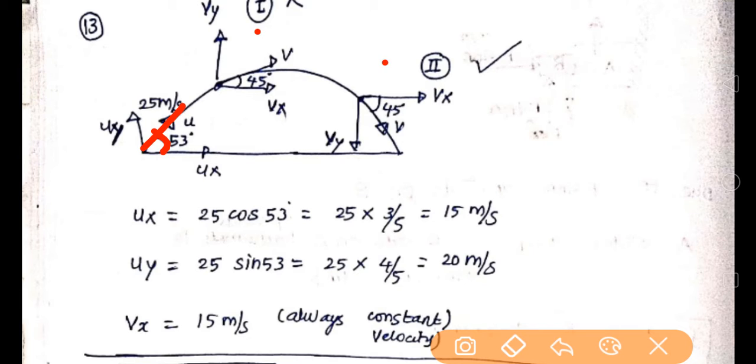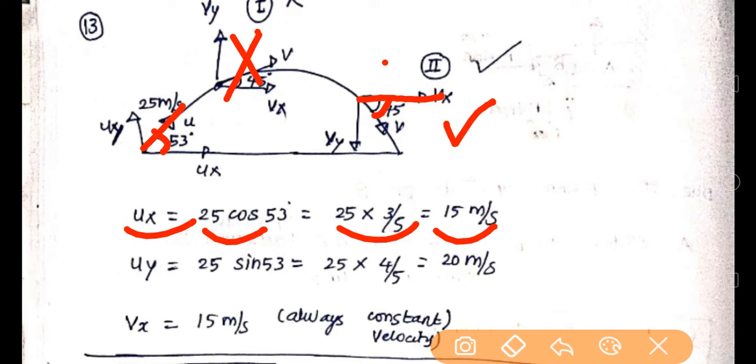Now I have drawn two cases. Tell me where the angle is below the horizontal. At the point 2, this is horizontal, and the velocity is making an angle of 45 degrees below the horizontal. So this graph is correct and I have to take it, not this one, which is above the horizontal. I have to take below the horizontal. Now what is ux? 25 cos 53, 25 into 3 by 5, 15 meter per second.